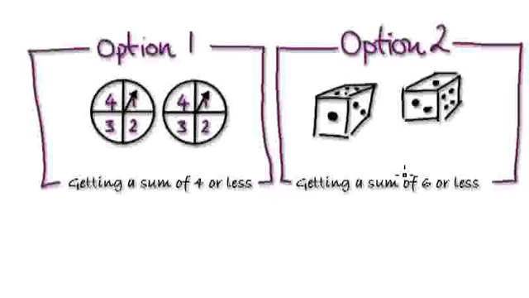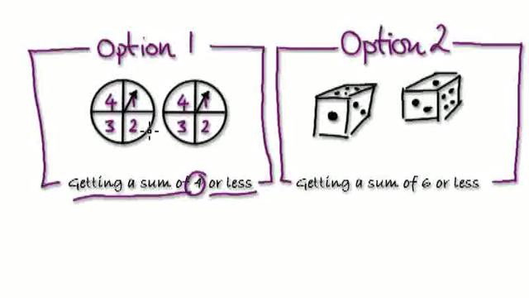Okay, which one is easier to get? Option 1 or option 2? Option 1, you've got two spinners here. You would spin this arrow here, and then it would spin around, and then it would randomly stop on one of the four numbers. So here, option 1, getting a sum of four or less.